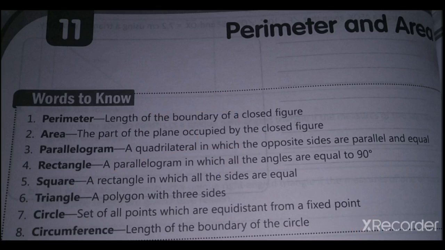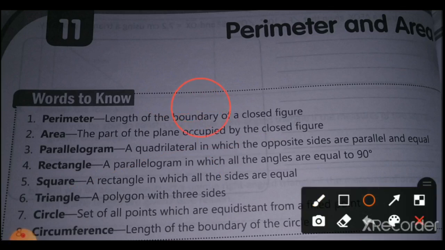Now a circle is like this, the set of all points which are equidistant from a fixed point. Suppose this is a fixed point and all these points are equidistant from this point. So this is called a circle. And what is circumference? Circumference is the length of the boundary of a circle. This is the boundary of the circle. This is called the circumference.